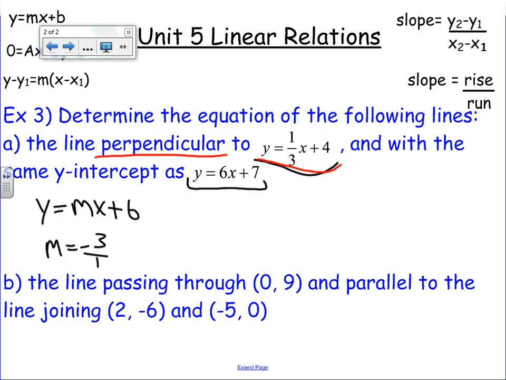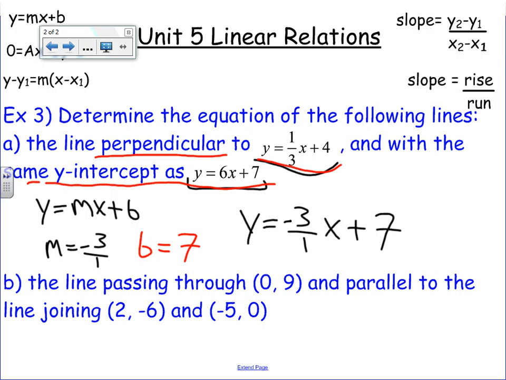What would be the y-intercept of our new line? 7. Whoever said that, yeah. Because it has the same y-intercept as this line. So what's the equation of our new line? Now, if we wanted to make that an even neater answer, what could we do?